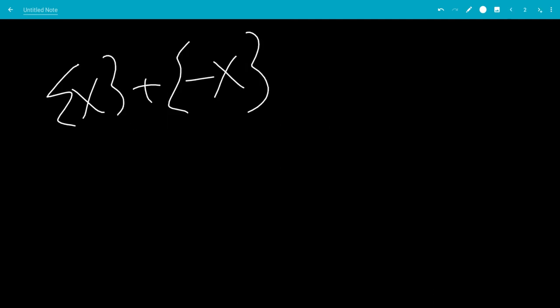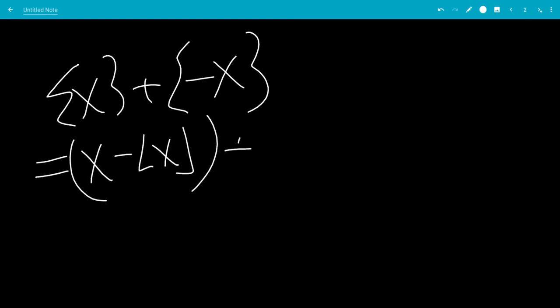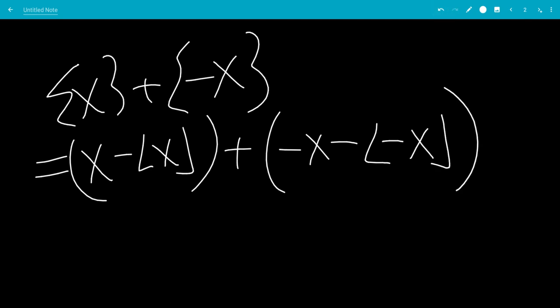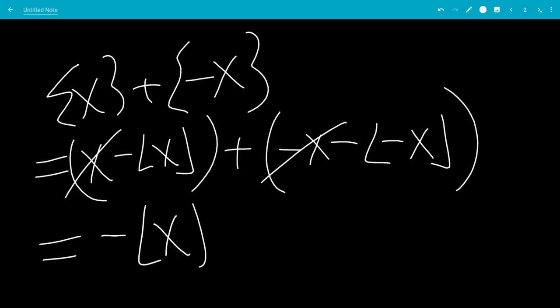So I rewrote the fractional part of x plus the fractional part of negative x. So this will be x minus the floor of x, added with plugging in negative x to that equation. That would be negative x minus the floor of negative x. x and negative x will be canceled. This will be negative floor of x minus floor of negative x.